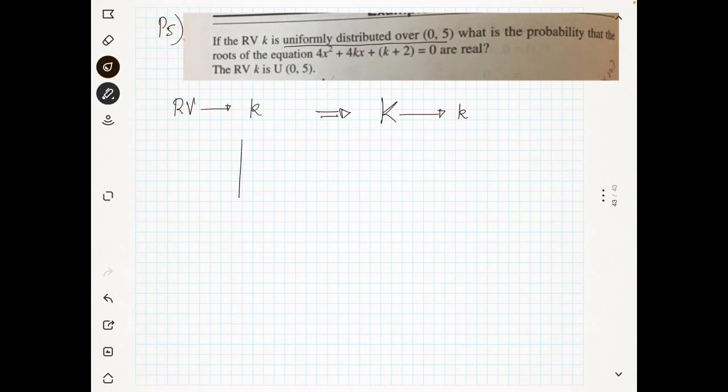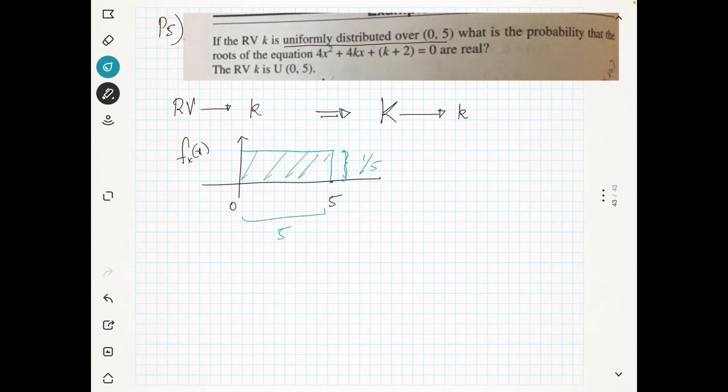That means the PDF is 0 outside, and it is nonzero between 0 and 5. Now it is a uniform distribution, so it's uniform between 0 to 5. Now what will be this amplitude? This amplitude is nothing but, you see this width is 5, so this should be 1 by 5.